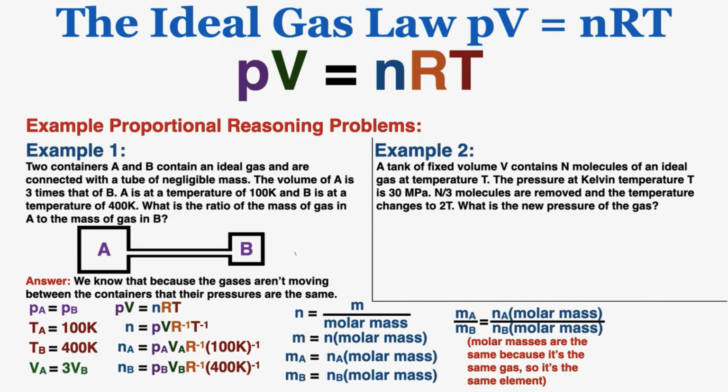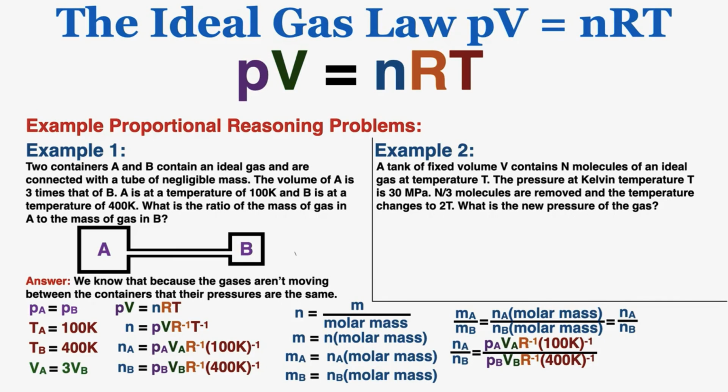And the molar masses are the same because it's the same gas, so it's the same element. So that means I can cancel out the molar mass, and I'm just left with nA over nB. So nA over nB is equal to the mass of A over the mass of B, so that will be the answer to my problem if I can write that out as a number.